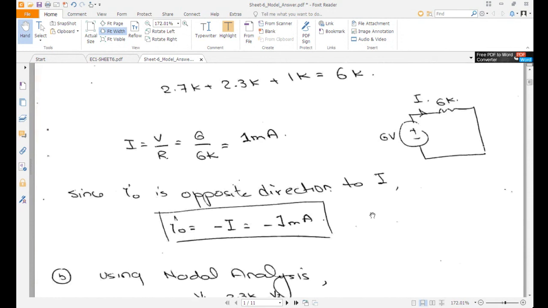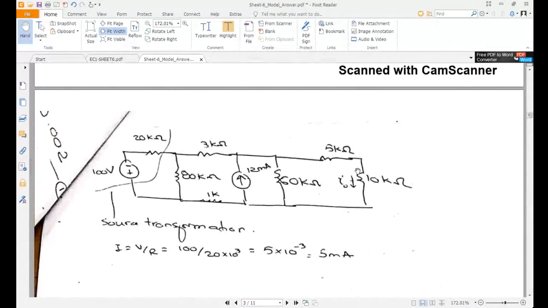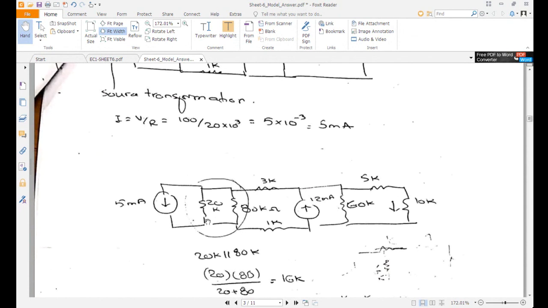Okay. This is the first problem on source transformation. The second problem is this one. You have to find I naught by using the source transformation theorem. The voltage source in series with a resistance can be converted to a current source in parallel with the same resistance. First convert this voltage source to a current source. I equals V by R. V is 100, R is 20 kilo. Okay, it is 5 milliamps, in parallel with the same resistance, 20 kilo.